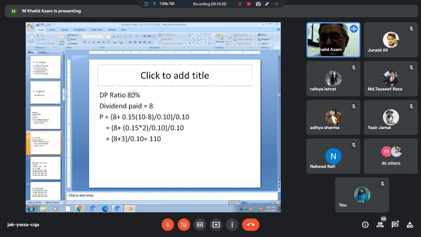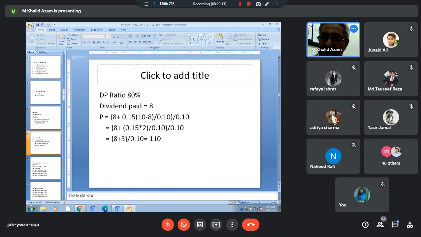DP ratio 80%. It means you have paid a dividend of 8 rupees. So P0 will be, this is your dividend, D, plus 15% rate of return, multiplied by earning minus dividend. Earning is 10 rupees, dividend is 8 rupees, divided by the cost of equity, that is 0.10, 10%, and the whole divided by the cost of equity, 0.10. Well, how much is the value coming? It is coming to 110 rupees.